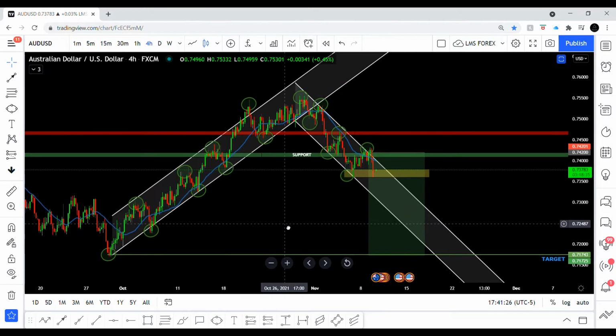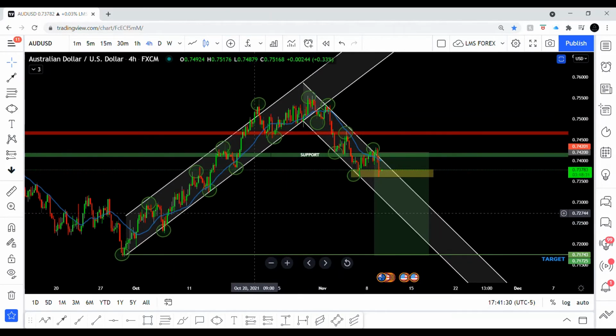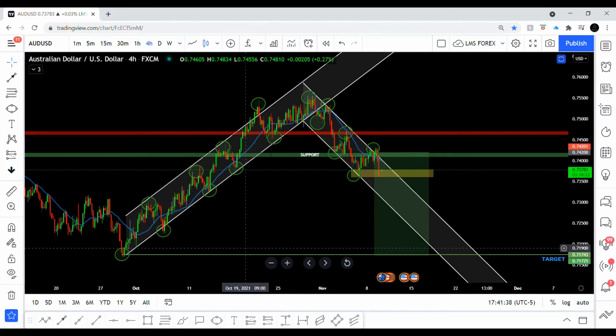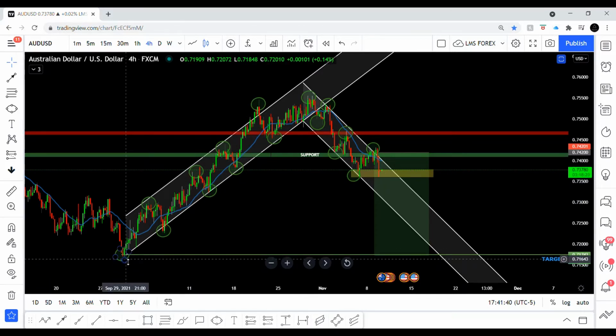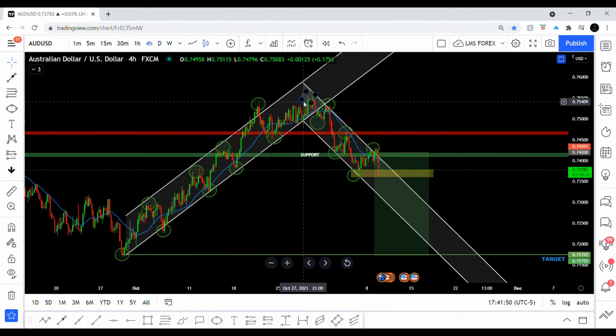So here it is. The first thing we have to identify is the beginning of a structure. The structure here started with this point. Now, how do we determine if this is an uptrend or a downtrend? It's very simple. In an uptrend, we're going to be creating higher lows and higher highs, higher lows and higher highs.